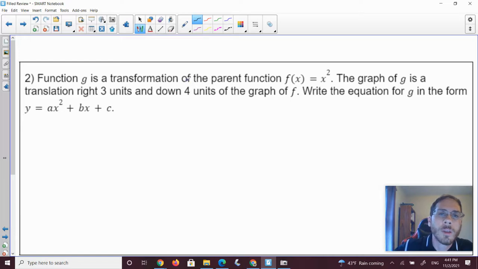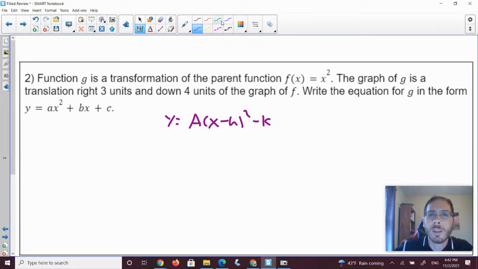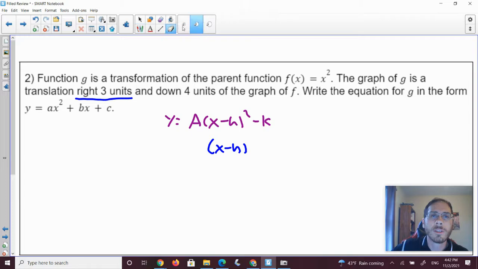So we're going to start by just doing the same form that we did before. We're going to start with vertex form. So y equals a, parentheses x minus h squared plus k. And what we're going to do is look inside the question for h and k. So right here it says we're going to go to the right 3 units. So if we're going to the right 3 units, we know we want, oops, not minus h, minus 3 in the parentheses. So there we go. For k, since we have down 4 units, we want to go -4 for k.